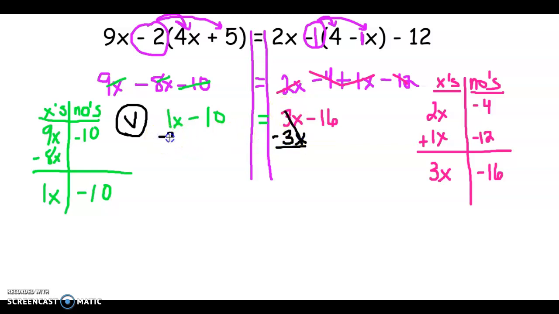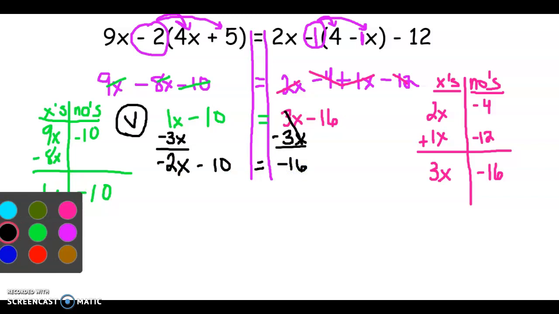Anything I do to one side, I'm doing to the other. Notice that I'm writing it under the 1x because those are like terms. If I have a positive 1x and I subtract 3x, remember I have 1 good guy, 3 bad guys. I have more bad guys, so I put a negative sign. 3 minus 1 is 2 because I have 2 more bad guys. So I'm going to go ahead and write that negative 2x. I bring down my negative 10, and left on the other side, I still have a negative 16.